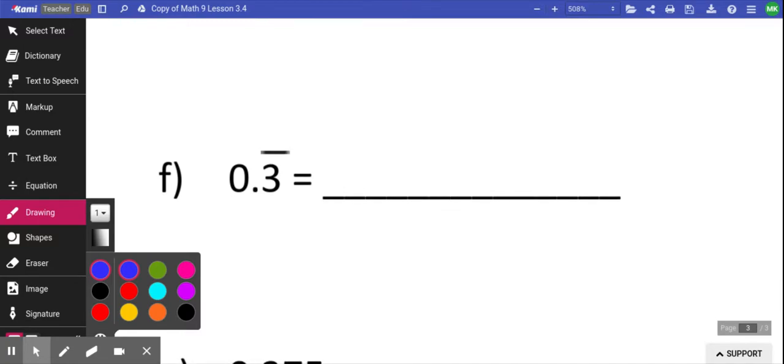0.3 repeated. That one's not going to work when we try to move the decimal over. The reason it's not going to work is because 3 repeated should go forever. So you're going to move the decimal forever, which makes no sense. It's not going to work out. This is one that you're just going to have to know. 0.3 repeated is 1/3.